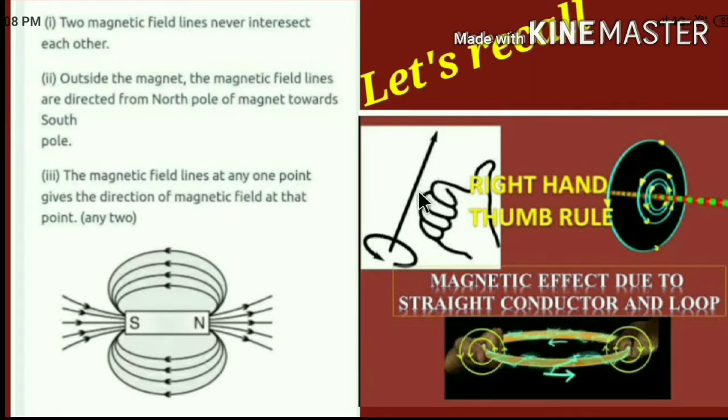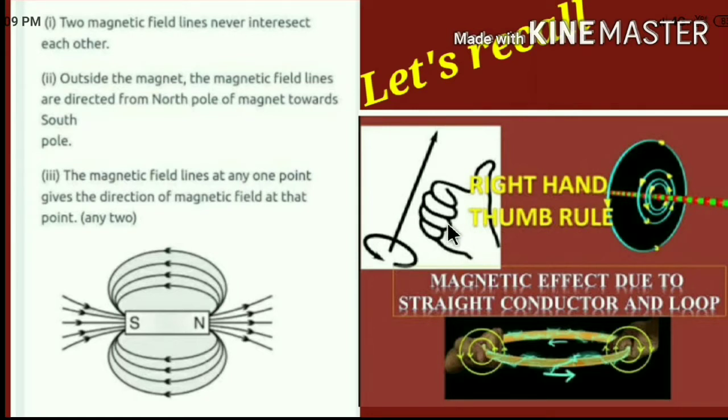and also what we studied in the previous video, that is the right hand thumb rule. That right hand thumb rule is for the straight conductor. When that conductor is held in your right hand, then your thumb points toward the current while your curled fingers show the direction of the magnetic lines of force.